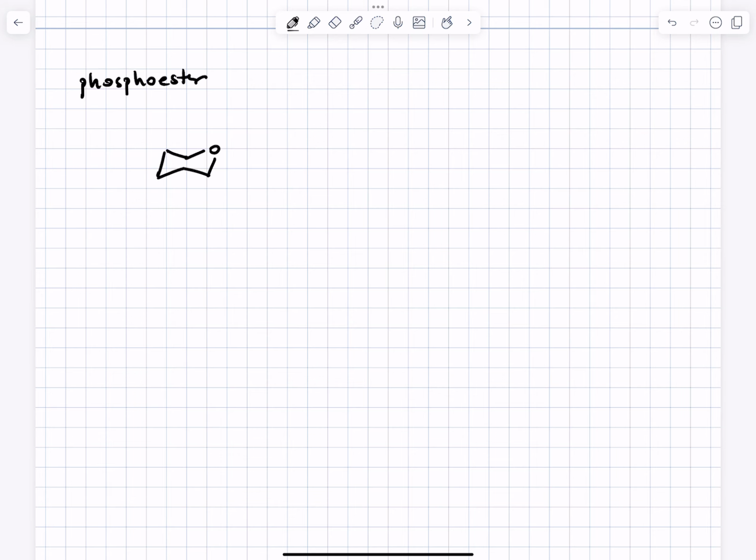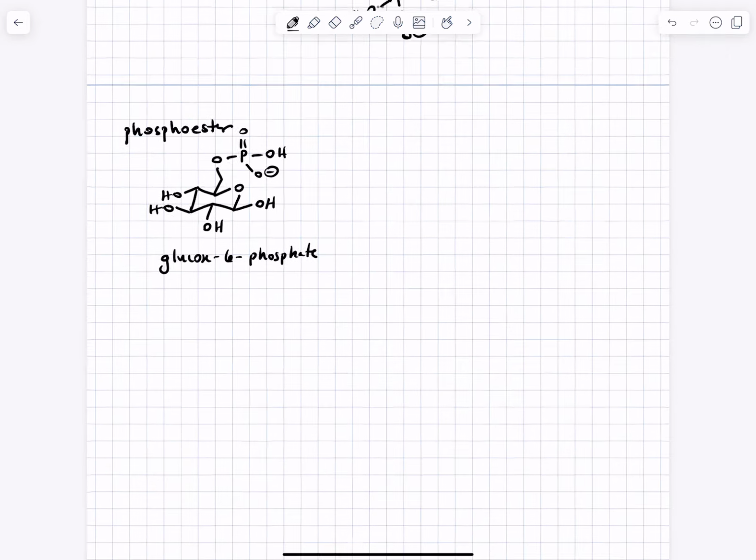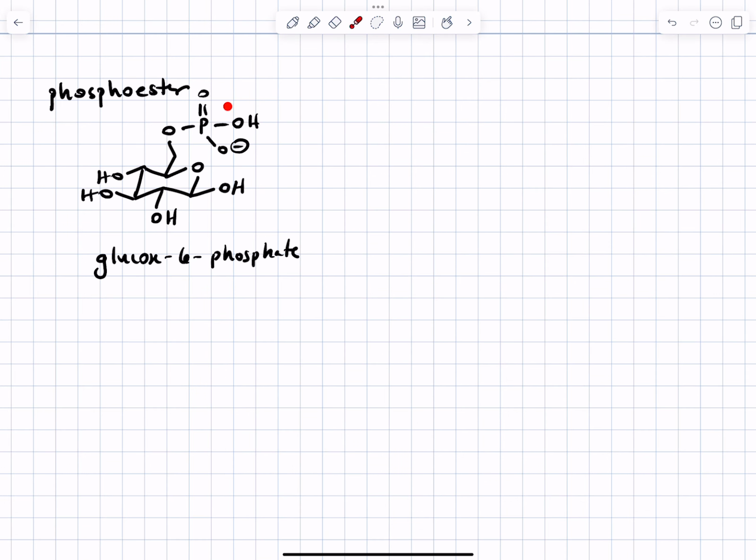Last time we spent a fair amount of time drawing a carbohydrate in its chair structure, so here we go again. This is a phosphorylated version of glucose. This is called glucose 6-phosphate. Now, notice here that glucose 6-phosphate, as I've drawn it, is a monoanion.